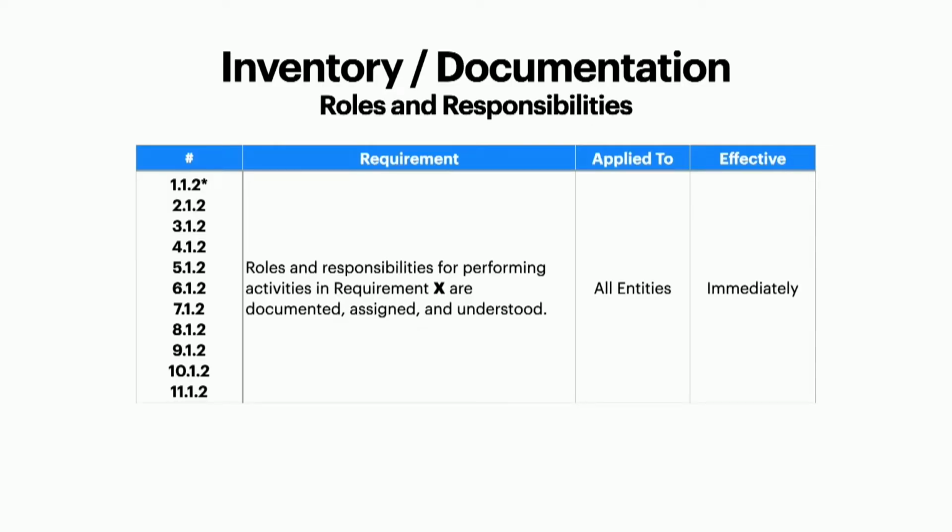So first off, they've added pretty much in every single section, roles and responsibilities for performing activities in requirement whatever are documented, assigned, and understood. So they kind of had this in requirement 1. They actually reworded it just for the network sections. That's why that asterisk is there. But for the rest, they added this. So you can accomplish this either through policy documentation, assigning a team to particular services, RACI charts, in a wiki, something along those lines. More documentation you have to do to show all these controls.